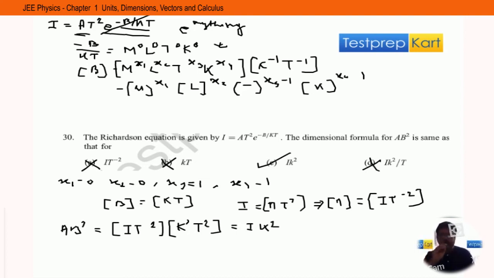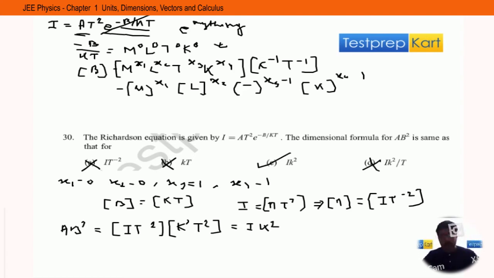Whenever any student sees these questions for the first time, they will think it is a very tough question. But it is actually not a tough question. It is a very easy question. So anyone can solve this question very easily.